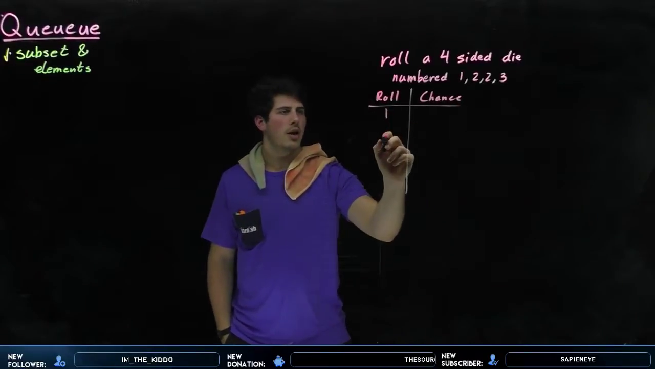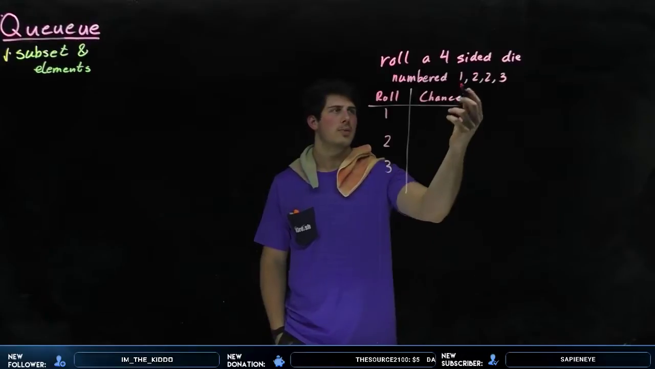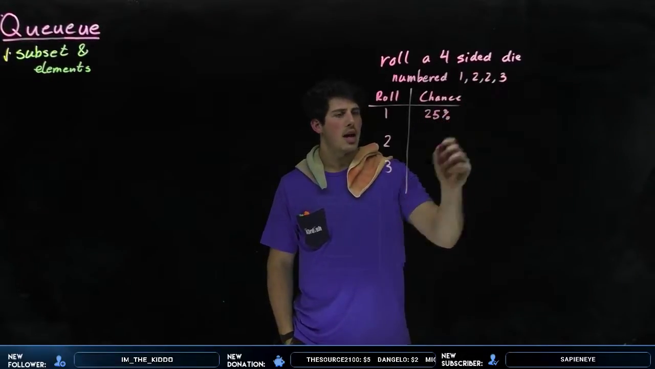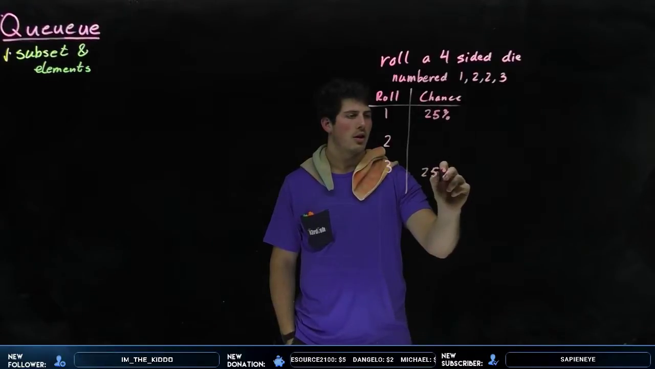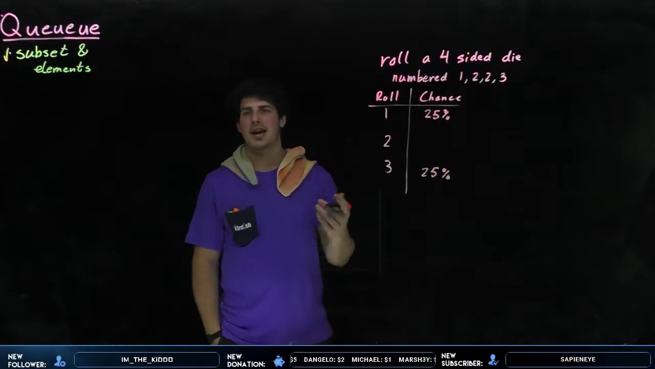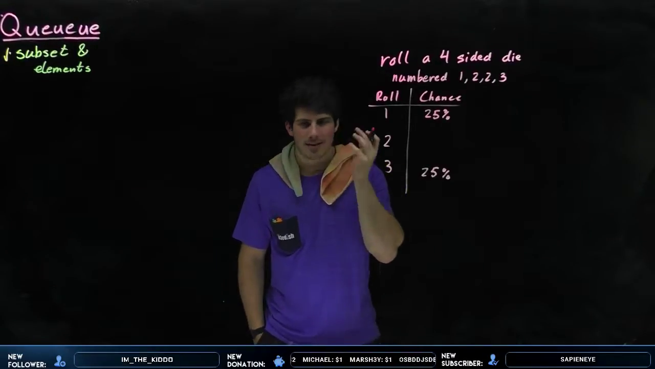So I can roll 1, I can roll 2, I can roll 3. If I roll a 1, what's my chance of getting that? I have a 25% chance of rolling a 1, and I have a 25% chance of rolling a 2. And if you're noticing, I chose a 4-sided die, not a 6-sided die, because I don't like working with sixths and repeating decimals. So I thought ahead.